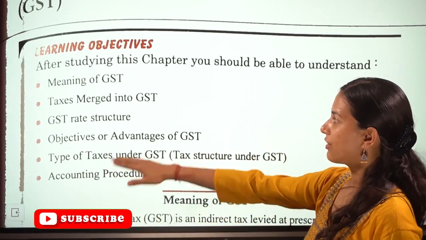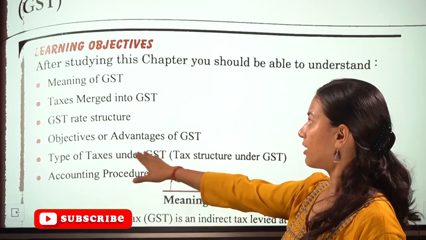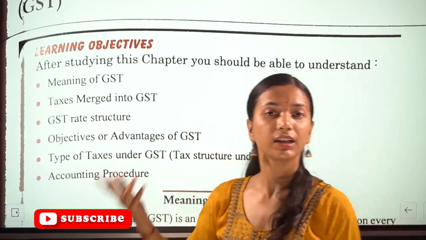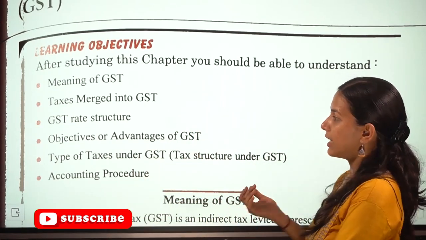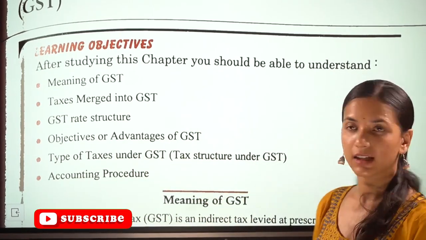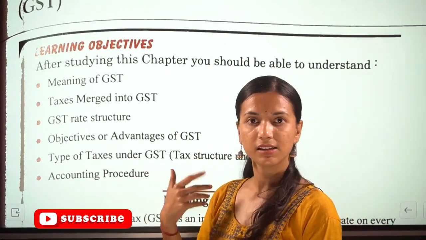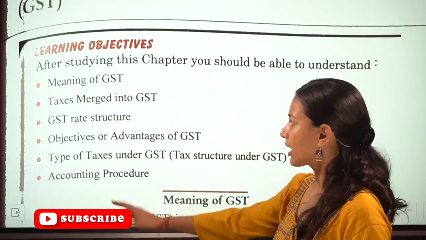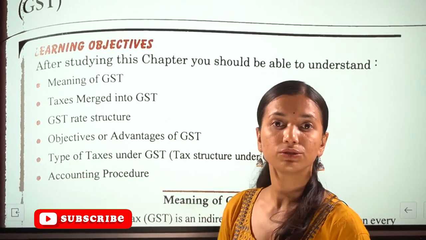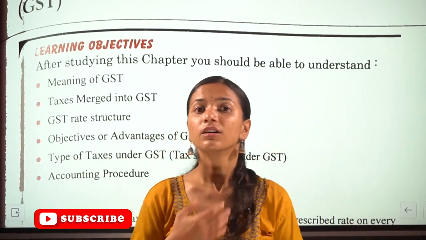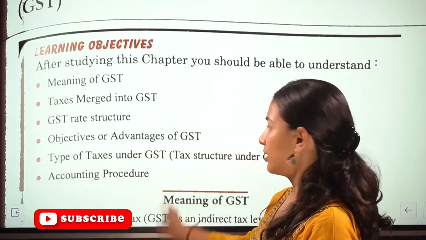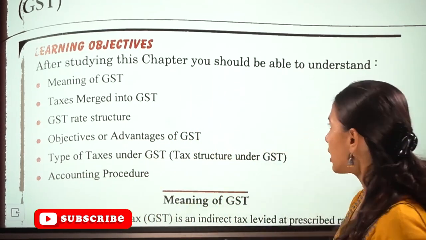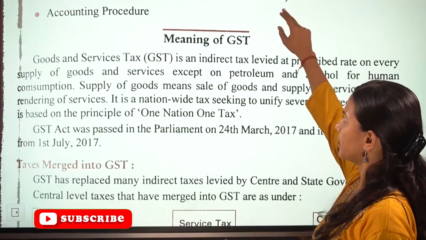Okay, so we have the GST rate structure, then we have the objectives or the advantages of GST, why GST was needed or why it has been built. Then types of taxes under GST, that is your CGST, SGST, IGST, you might have heard. Then accounting procedure, how you are going to do the journal entries or whatever recording in the books of account of these taxes. Okay, so let's start from the first.